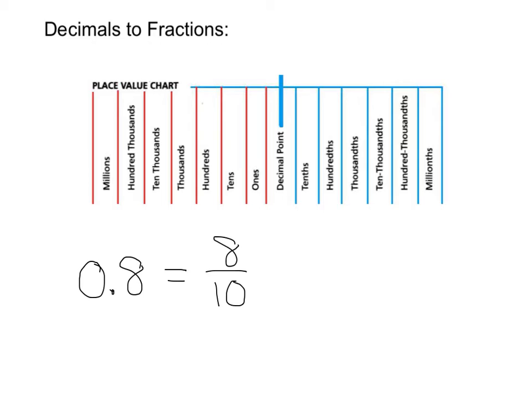Now the last thing we have to do is simplify. I know that 8 and 10 have a common factor of 2, so I'm going to divide the numerator and denominator by 2, and I get 4 over 5. Therefore, 0 and 8 tenths is equal to 4 fifths.